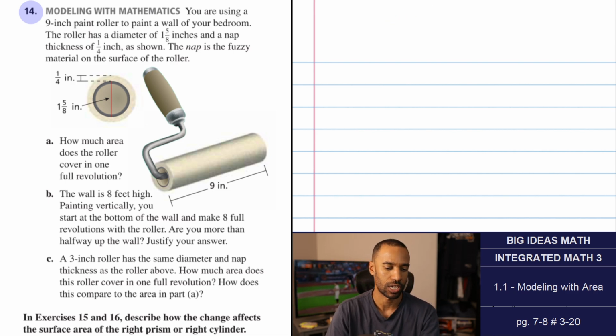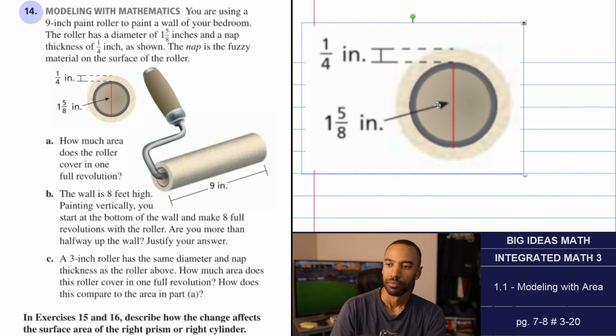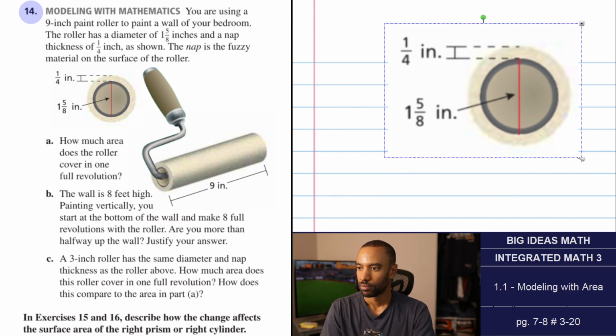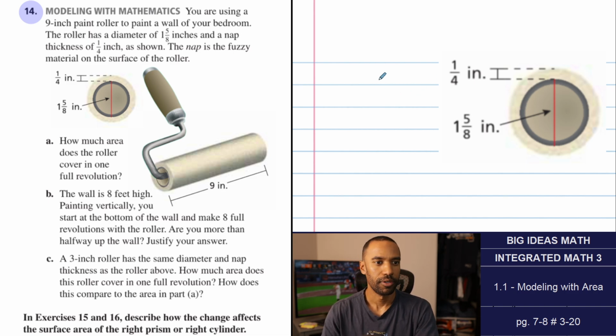Let me actually just copy and paste that circular image, and we'll go from there. So, number 14.